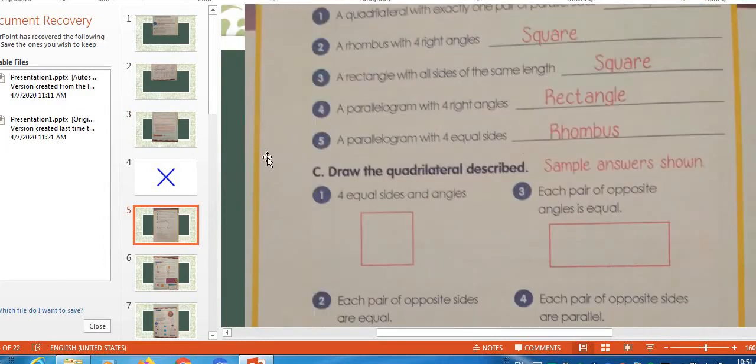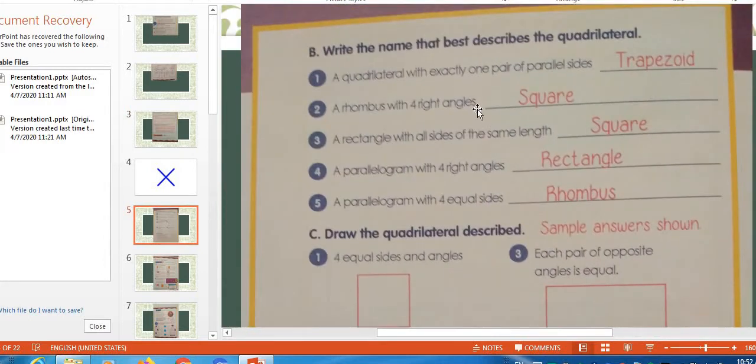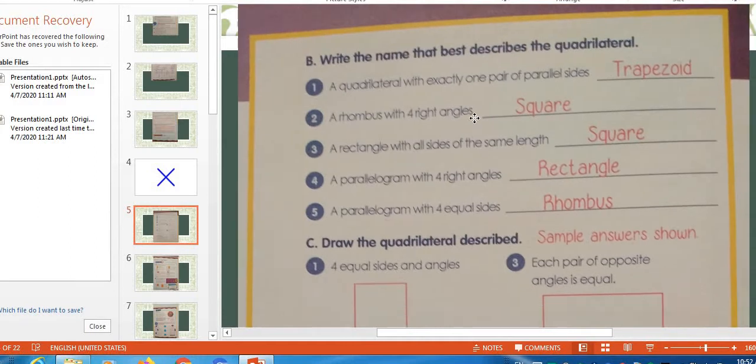Okay, moving to the other. This is your practice book. Write the name that best describes the quadrilateral. Let's do this. A quadrilateral with exactly one pair of parallel sides, just one pair, is called a trapezoid. A rhombus with 4 right angles, yes, it's the square, because they are equal, right?